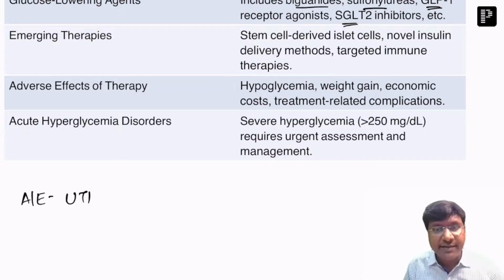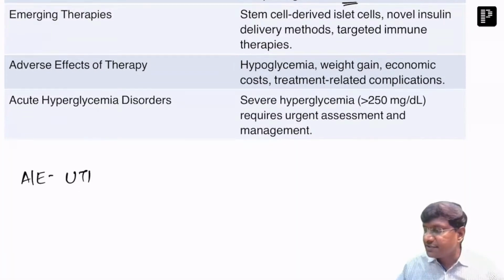Now, what are the emerging therapies which are given in the treatment of type 2 diabetes mellitus? The emerging therapies that we have are stem cell derived islet cells, right? Next is novel, that means new, insulin delivery methods, then targeted immune therapies. These are the emerging therapies in the treatment of diabetes mellitus.